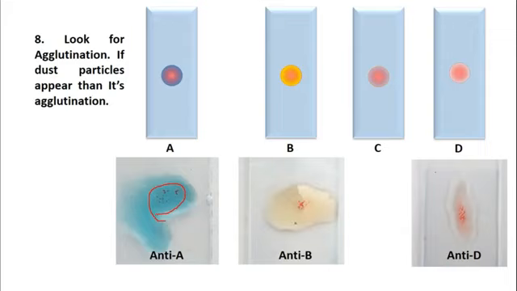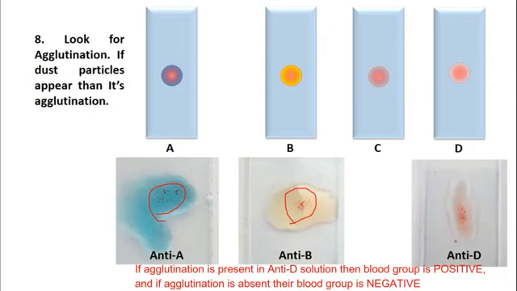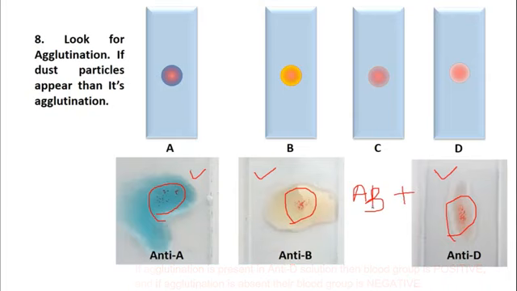Now if you find these dust-like particles in anti-sera B solution, then there is also the presence of an agglutination reaction in this solution. And if you also find these dust-like particles in anti-sera D solution, then there is also the presence of agglutination. Now there are 3 different types of agglutinogen present: agglutinogen A, agglutinogen B and Rh agglutinogen. So their blood group will be AB positive because all 3 agglutinogens are present.